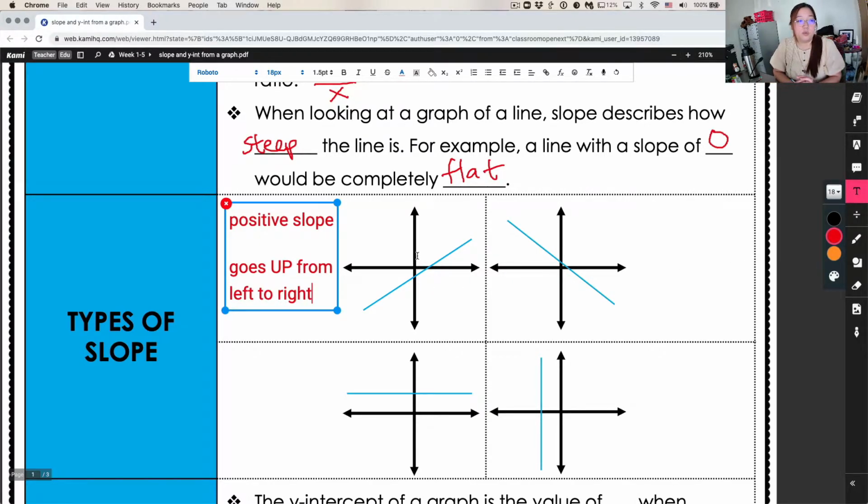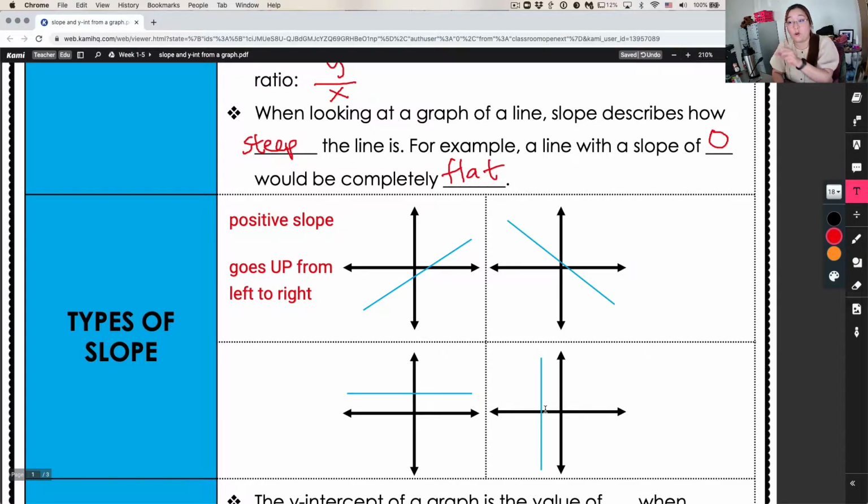Okay, so you can read graphs the same way you read sentences. Like the chicken crossed the road, you read each word from left to right. So you read graphs the same way. You can trace the graph with your finger from left to right, and if the graph is going up, then that means the slope is positive. Like the example, $10 an hour, you're getting more money every hour.